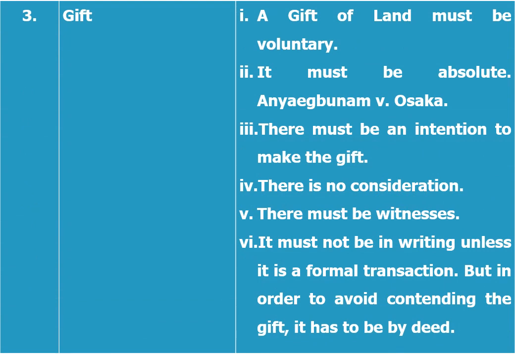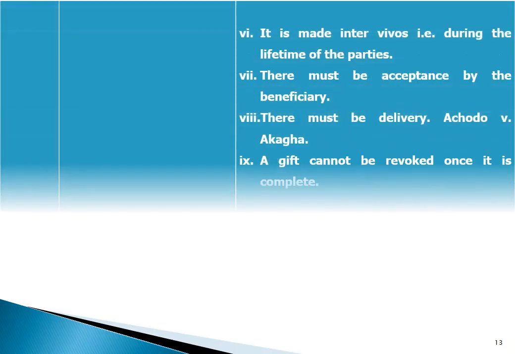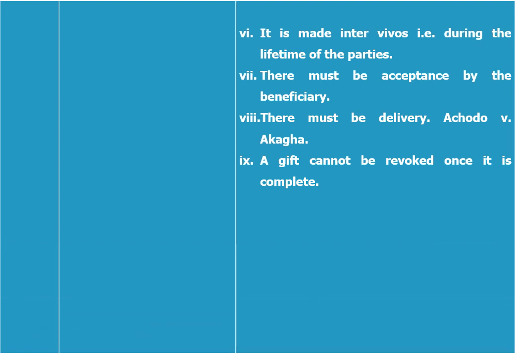Gift. A gift of land must be voluntary. It must be absolute. There must be an intention to make the gift. There is no consideration. There must be witnesses. It need not be in writing unless it is a formal transaction, but in order to avoid contesting the gift, it has to be by deed. It is made inter vivos during the lifetime of the parties. There must be acceptance by the beneficiary. There must be delivery. A gift cannot be revoked once it is complete.